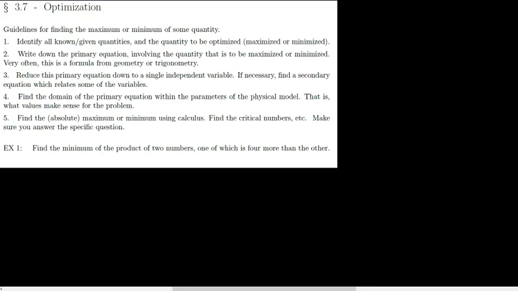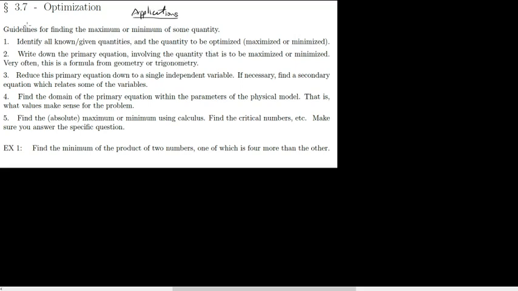Okay, so 3.7, optimization. This is probably one of my favorite topics in calculus. So these are mostly applications, right? Applications to everything we've done so far in this chapter. Well, actually, everything we've done so far in this course. And so these are going to be the usual word problems.